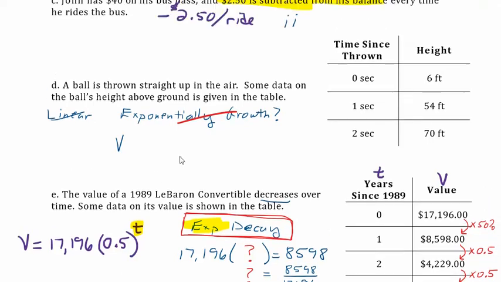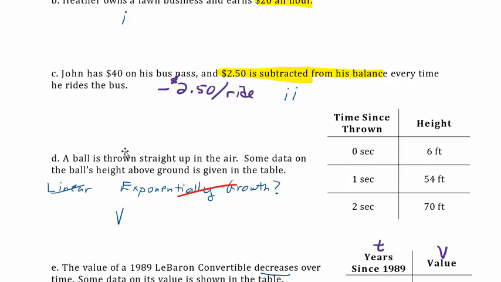Okay, we're not going to do D because that was neither. Let's do C. So remember, this one was linear. So let's say that B is the balance that he has on his bus pass, and R is the number of rides. Okay, so let's write an equation. What would his balance be? Well, where did it start? What was his starting balance?